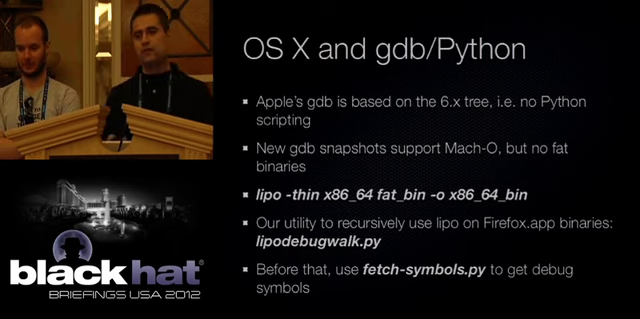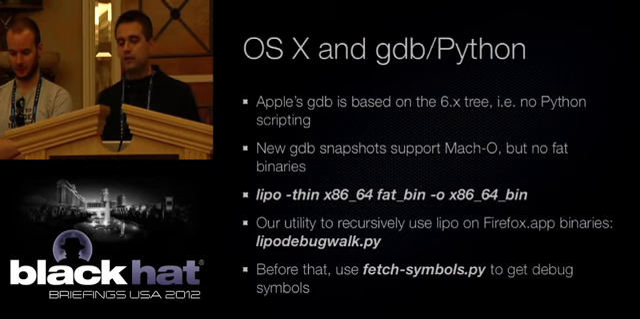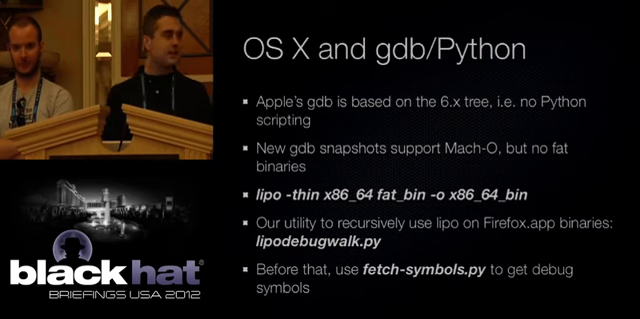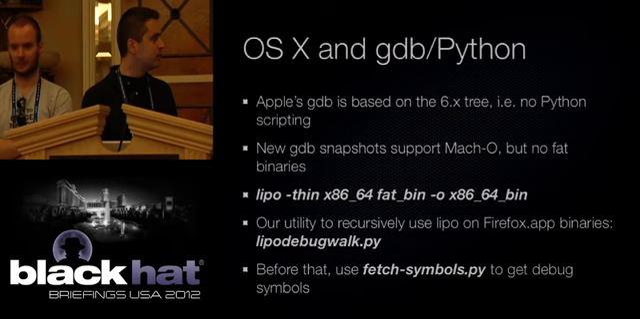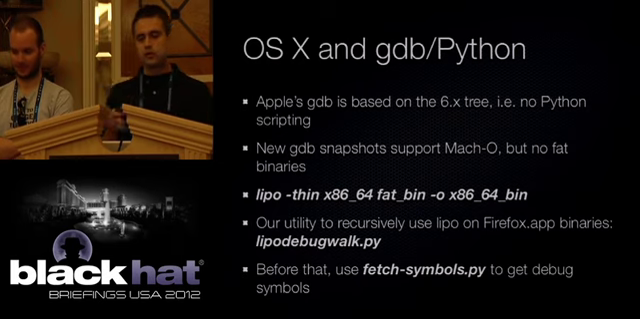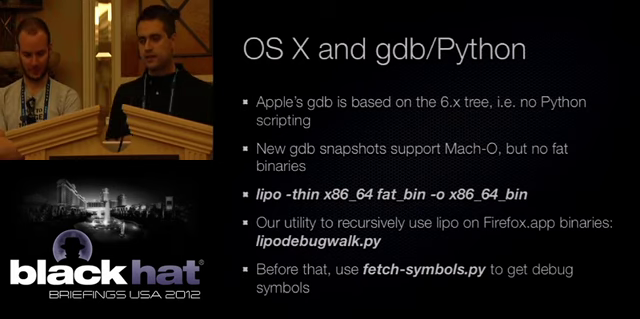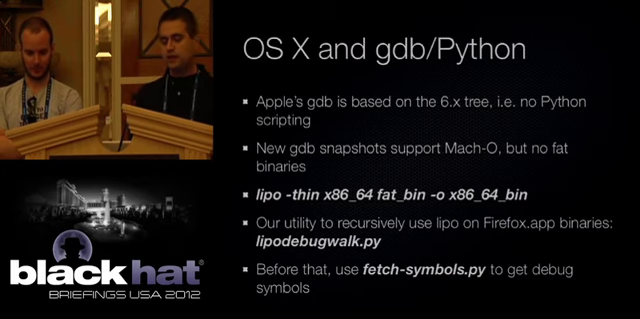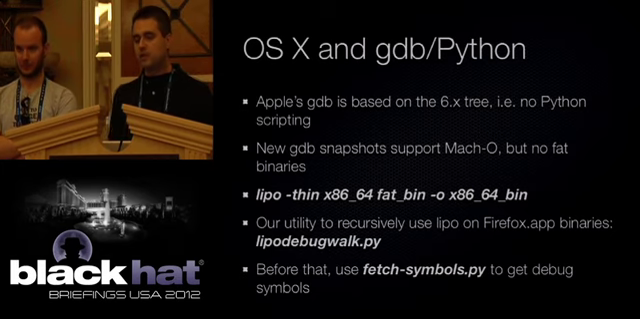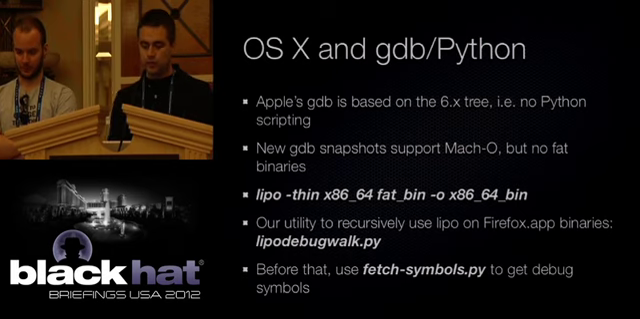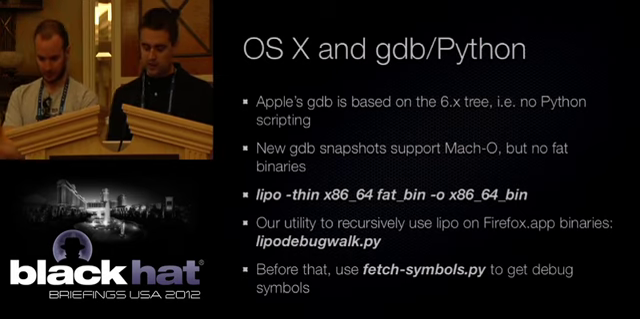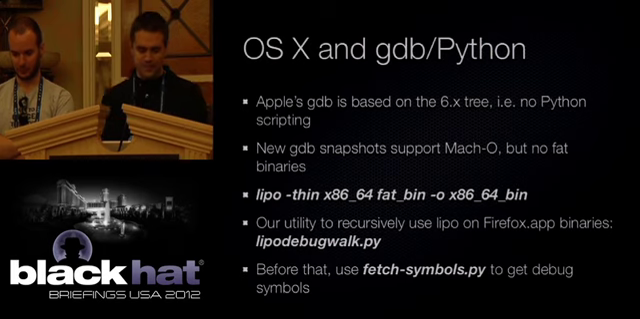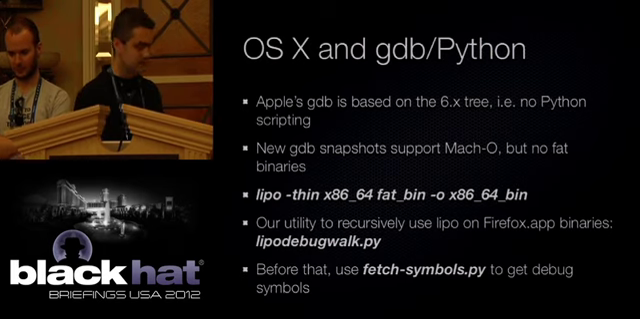Okay, but Firefox.app is a directory that has a lot of binaries in it. So we coded this lipo debug walk Python script that goes recursively through this whole directory and strips all binaries. Before you do that, you use the fetch symbols utility provided by Mozilla to download all the debugging symbols to allow you to use symbols during debugging, which is very useful. So this basically goes through all I have just described.